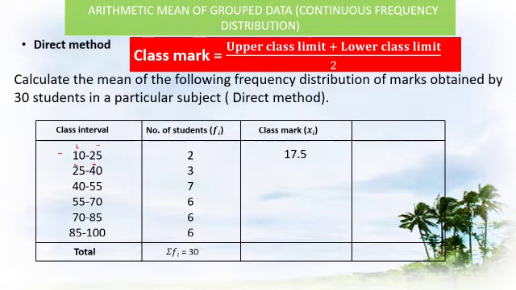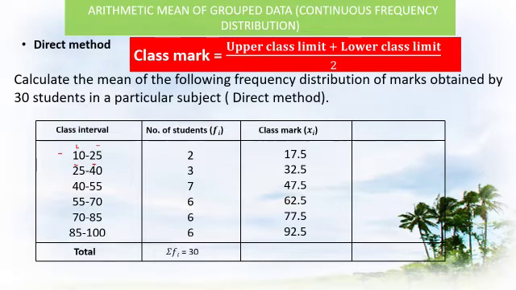Now look at the second class interval, 25 to 40. Class mark is (40 + 25) divided by 2, that is equal to 65 by 2, which is 32.5. Similarly, the class mark of the third class interval is (55 + 40) divided by 2, which is equal to 47.5. Next one, 62.5. Next, 77.5. Next, 92.5.